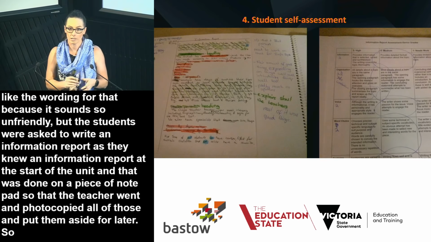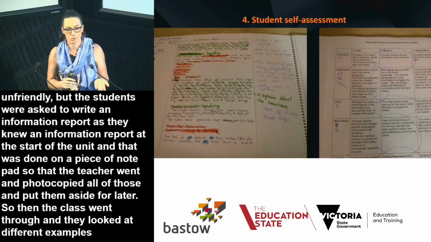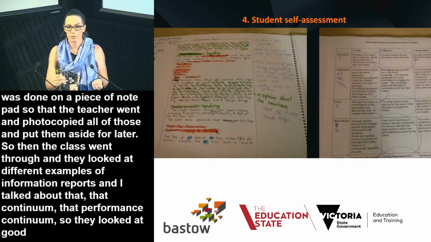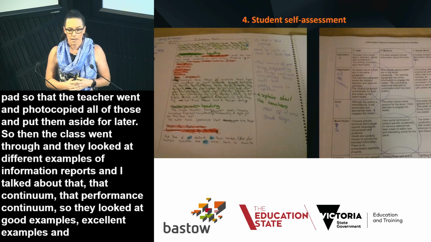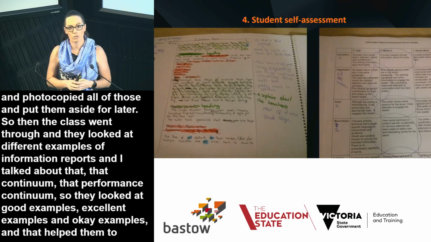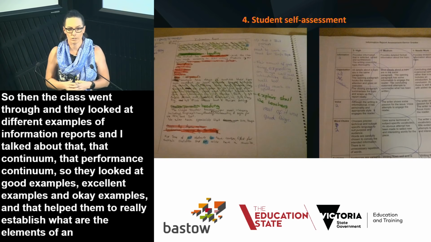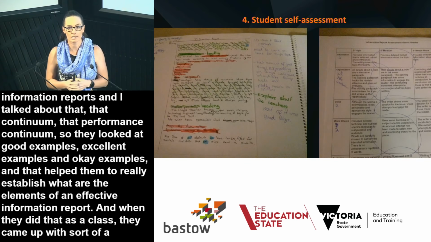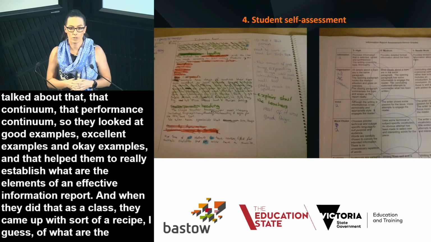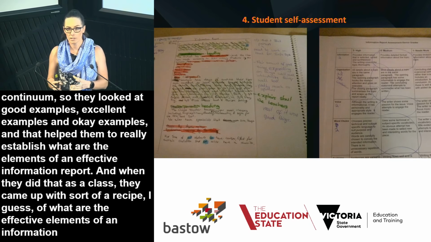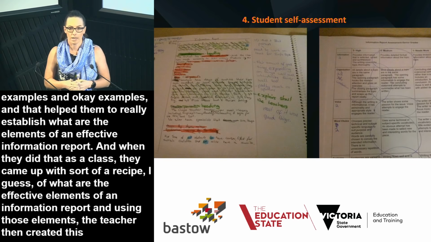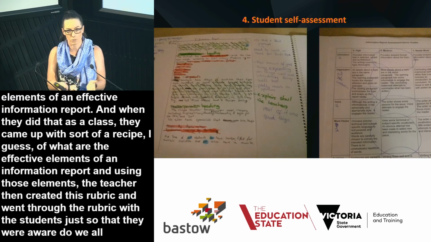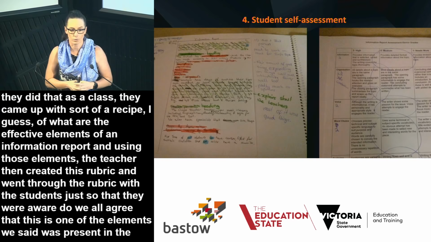Then the class looked at different examples of information reports, and I talked about that performance continuum. So they looked at good examples and excellent examples and okay examples, and that helped them to really establish what are the elements of an effective information report. When they did that as a class, they came up with sort of a recipe, I guess, of the effective elements of an information report, and using those elements, the teacher then created this rubric and went through the rubric with the students so that they were aware: do we all agree that this was one of the elements we said was present in the excellent example?